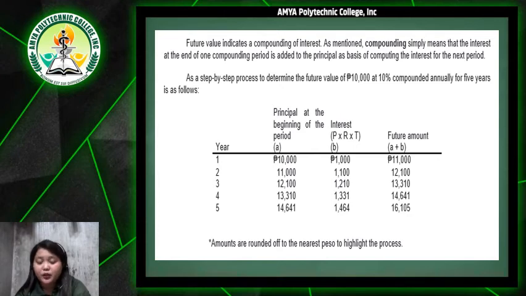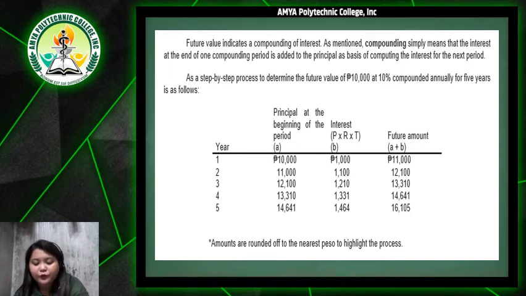Next is column 3. This represents the interest for one compounding period. It is computed by multiplying the principal by the interest rate and the compounding period. For year 1, the interest of 1,000 pesos is computed as 10,000 pesos times 10%. So 10% of 10,000 pesos is 1,000 pesos.